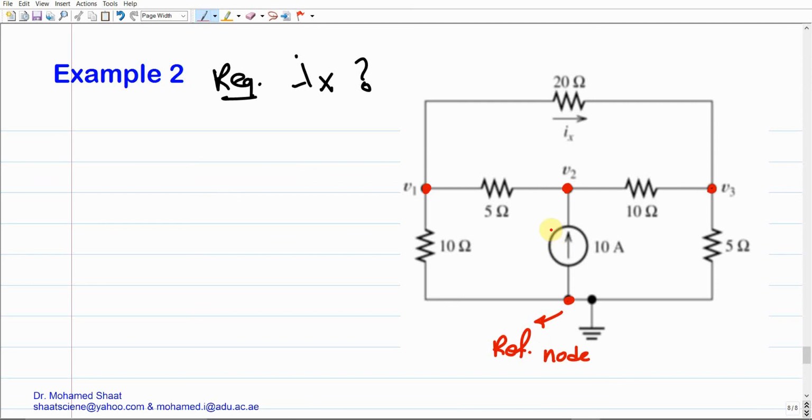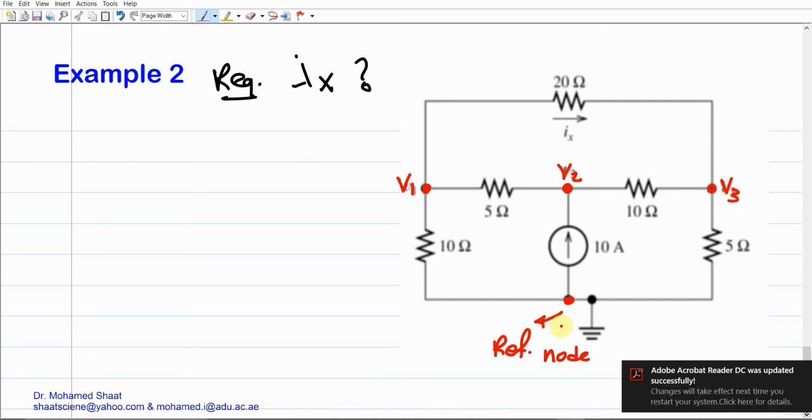Make sense? Then assign voltage to all of these nodes. So we're gonna have V1, V2, and V3, and this should be V0, which is the voltage for this ground. Make sense? Then what next?